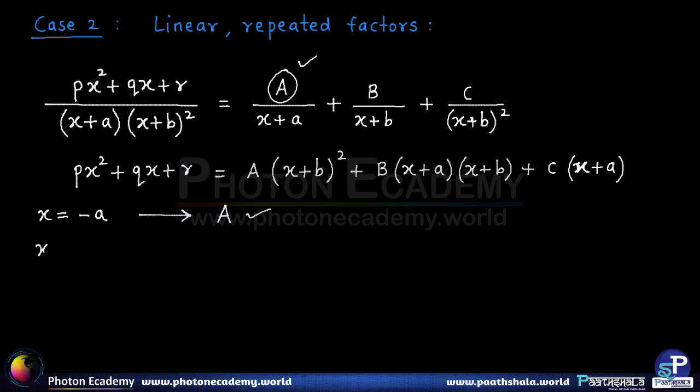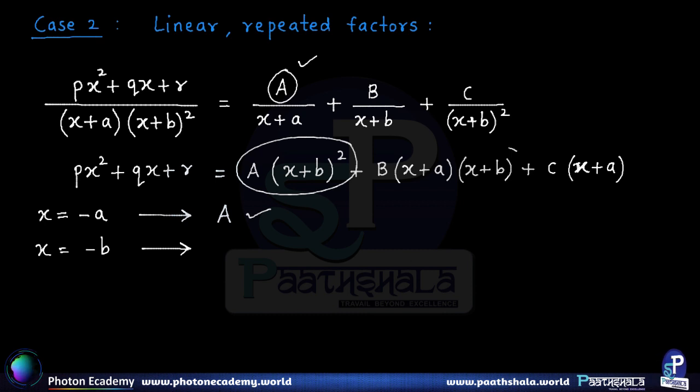Now what happens if we put x as minus b? If we put x as minus b, then first term will vanish and second term will also vanish because both have x plus b as one of the factors. So therefore this will give us the last constant, that is C, right?